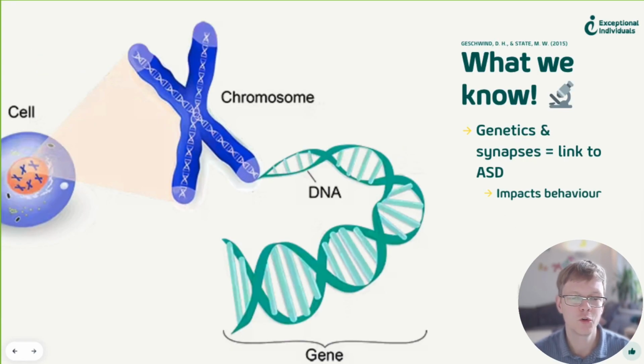So what exactly do we know about those terms? I don't have time to go into them in detail today, but let me know if you want a bit more explanation. We need to understand, what do we actually know? We know that genetics, essentially the building blocks of who we are, and our synapses, they are linked to autism. And autism is essentially our behavior.